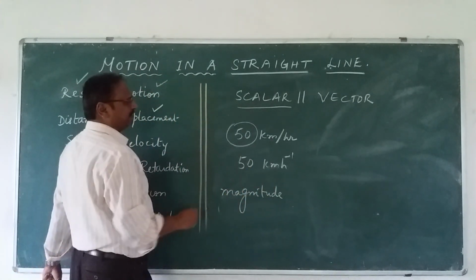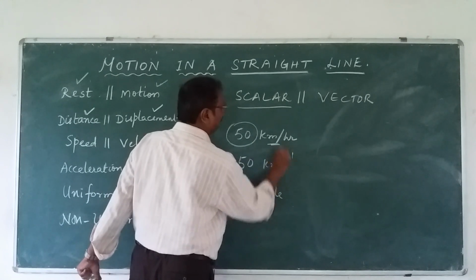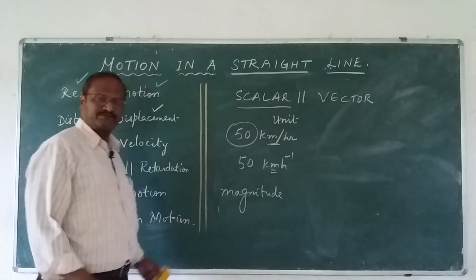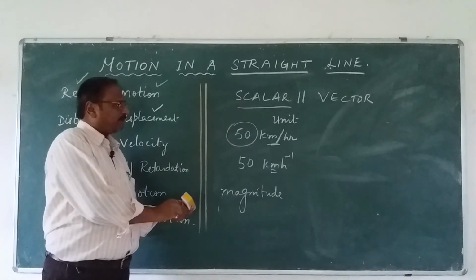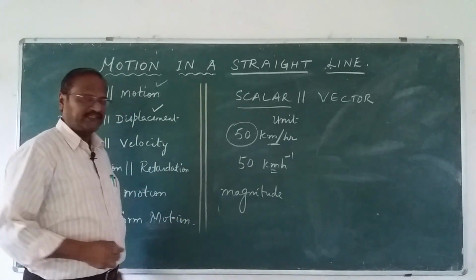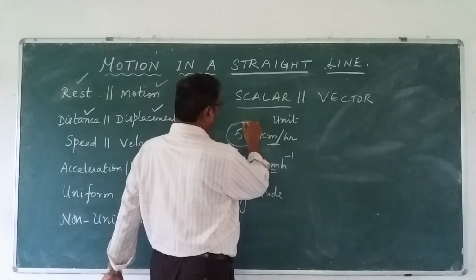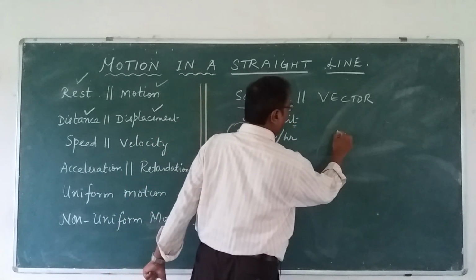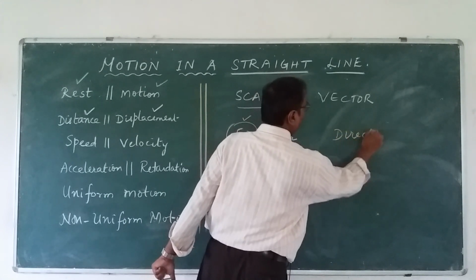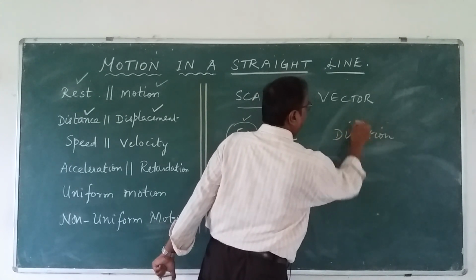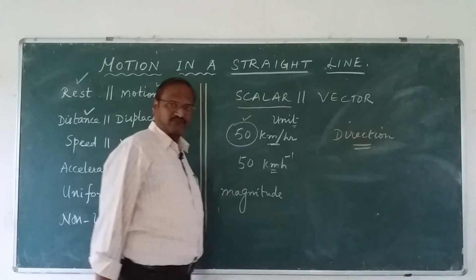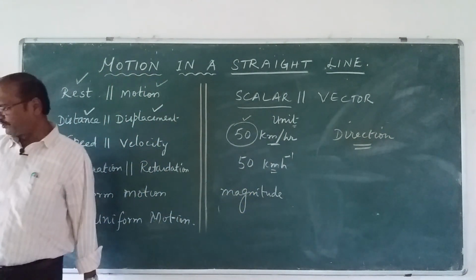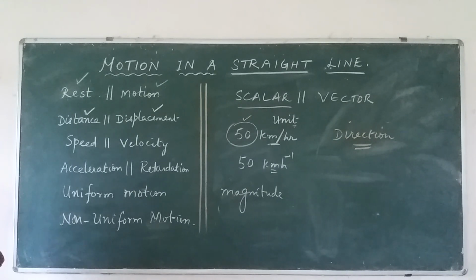Fine. And kilometer per hour is the unit of the physical quantity, which is speed. Now, if I talk about a vector quantity, you will find that it also has a magnitude, a unit will be there, and in addition to that, a direction has to be specified: north, east, west, south, whatever may be the direction which we want to give, we have to specify the direction.